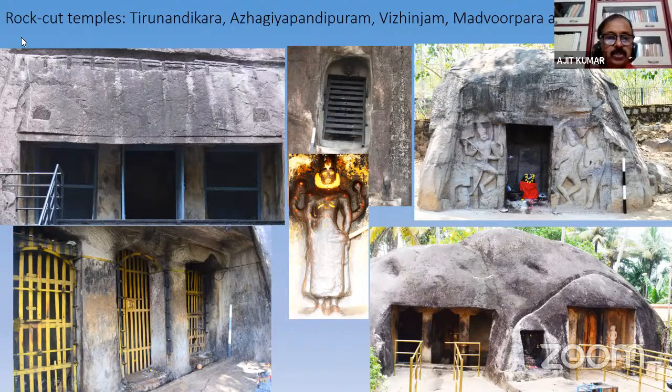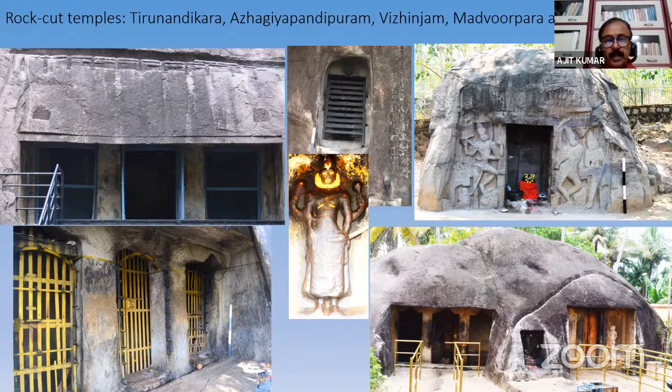These are some of the rock cut temples. The one you notice on the top left is the Tirunandikara temple, which has a pillared porch in front, and the Garbhagriha is cut into the side wall so as to face east. Then there is the temple at Ariya Pandipuram, probably the only temple dedicated to Vishnu. The majority of the rest are dedicated to Shiva. There is one rock cut temple in Vizhinjam, then one in Madavurpara, which is again in Trivandrum, and Kottukal, which is bordering the Kollam and Trivandrum districts.